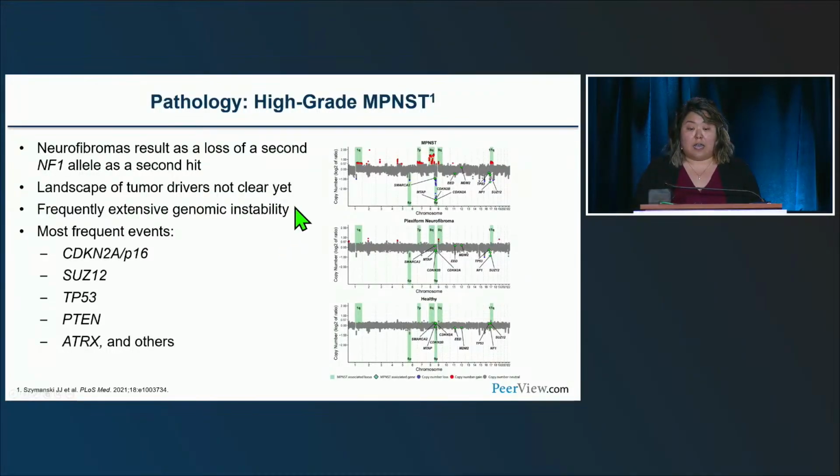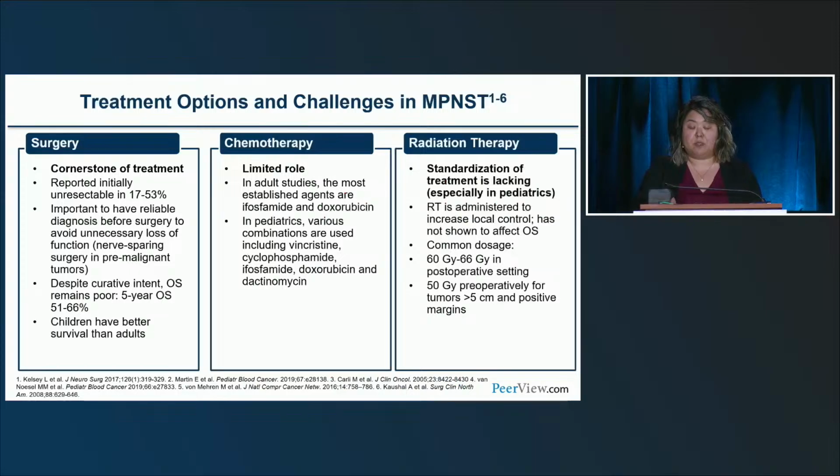Looking at the overall pathology of high-grade MPNSTs, we definitely see the biallelic NF1 loss, and we also frequently see other genetic tumor drivers as well. Understanding which ones are targetable is still a point of active research, and we could talk about some of the clinical research studies that have been trying to address improvement in the outcomes for those with MPNSTs and NF1.